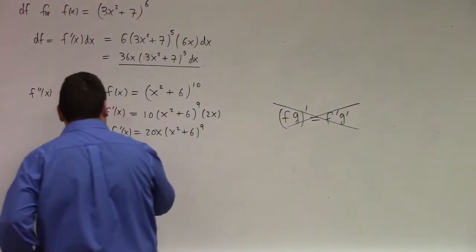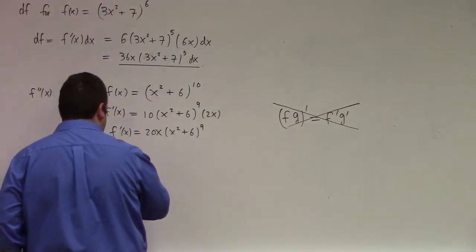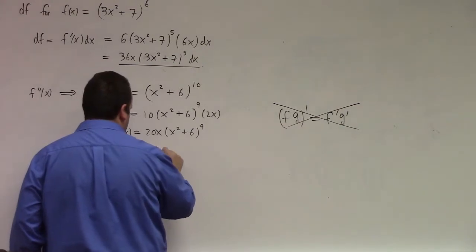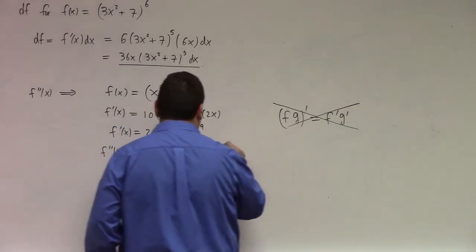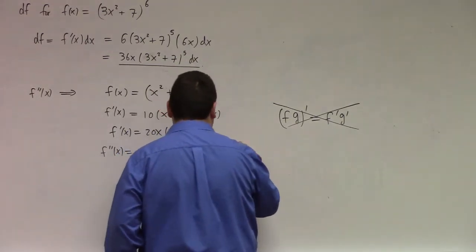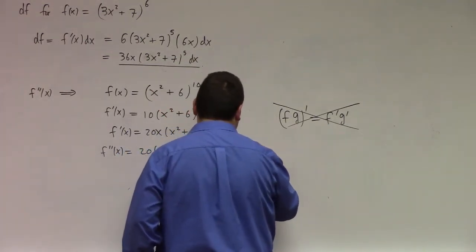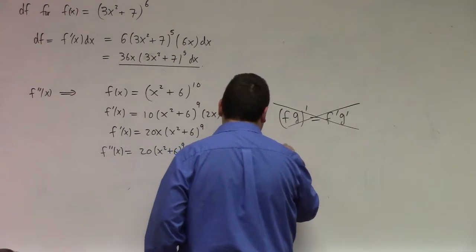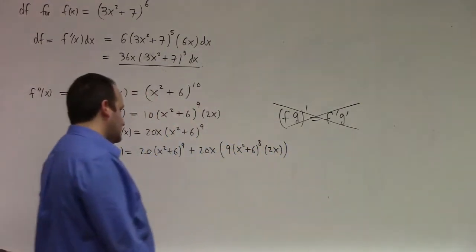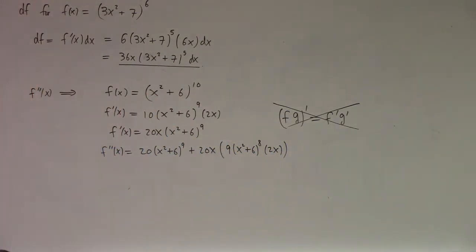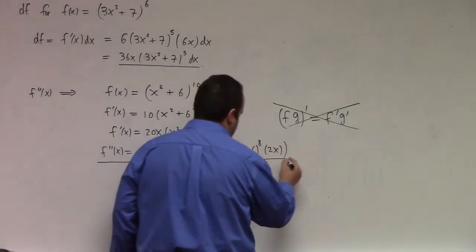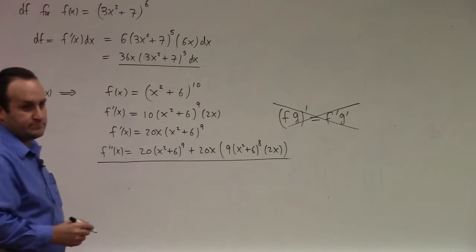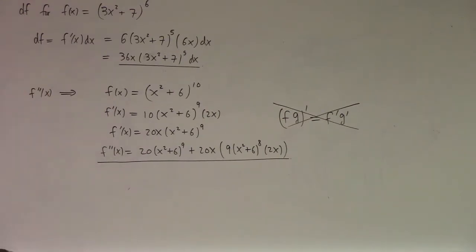Okay, so f prime prime of x is 20 times (x squared plus 6) to the 9th power plus 20x times 9 times (x squared plus 6) to the 8th power, again times 2x. And you could clean it up, right? You could simplify it, but that's the main point there. I'll write a simplified answer on my solution that I'll post.